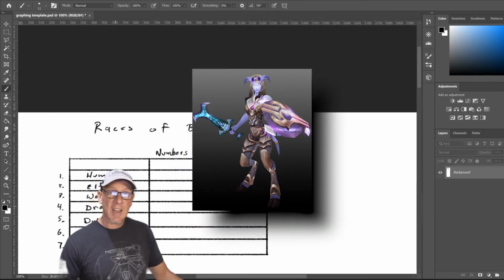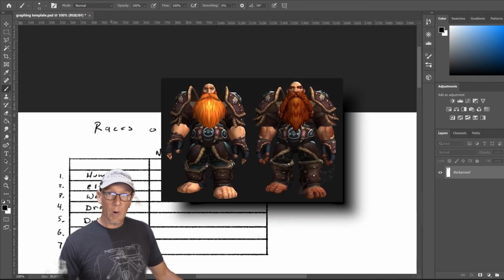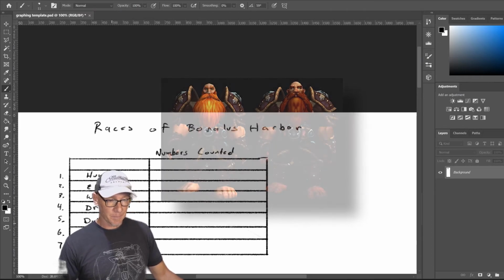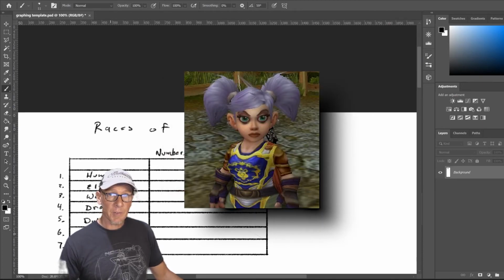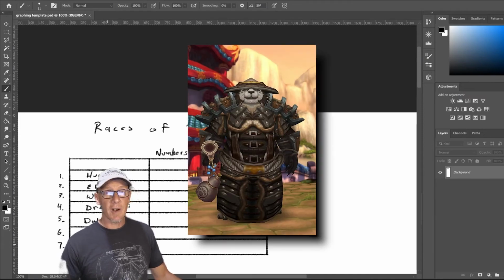A Draenei, which we call space goats because they're from space and they have horns and their hooves. So they kind of look like goats. Then you have dwarves, classic from any movie. You have gnomes, probably the most annoying character in the game. And then you have the Pandaren, which are human panda bears.